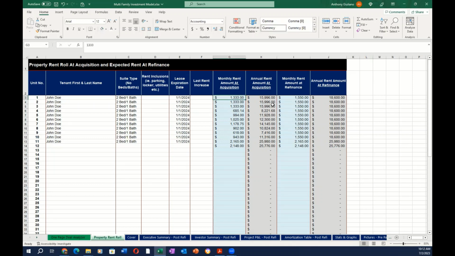So as you can see, I've entered in over here the monthly rent at acquisition. So this is the current rent of the property on the day that you acquired it. So what the current tenants are paying at the property. You can see there's some tenants that are paying close to market rent, some tenants that are paying well under market rent, and some tenants that are paying just above market rent. The next step is the monthly rent amount, which will automatically be calculated and converted into an annual rent amount to put into your property profit and loss statement.